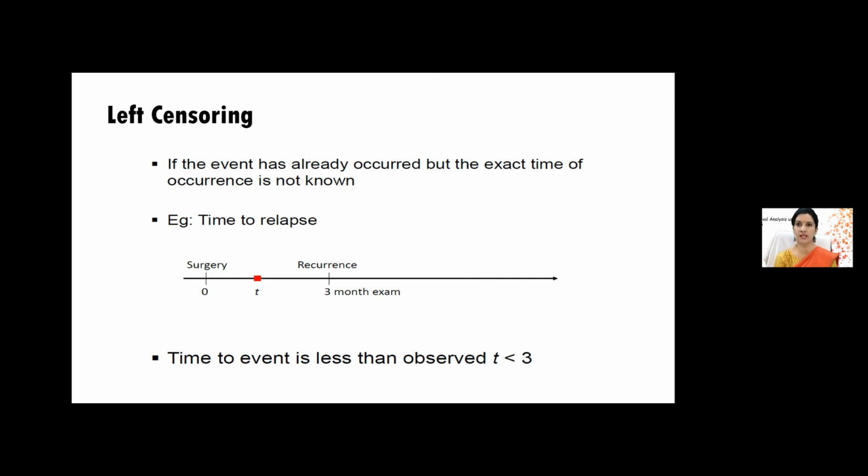Nilima is asking, if the start time is not known but the exact time of the event is known, will it be considered censoring? See, the start time is always there if you define some event. So what is the start time?